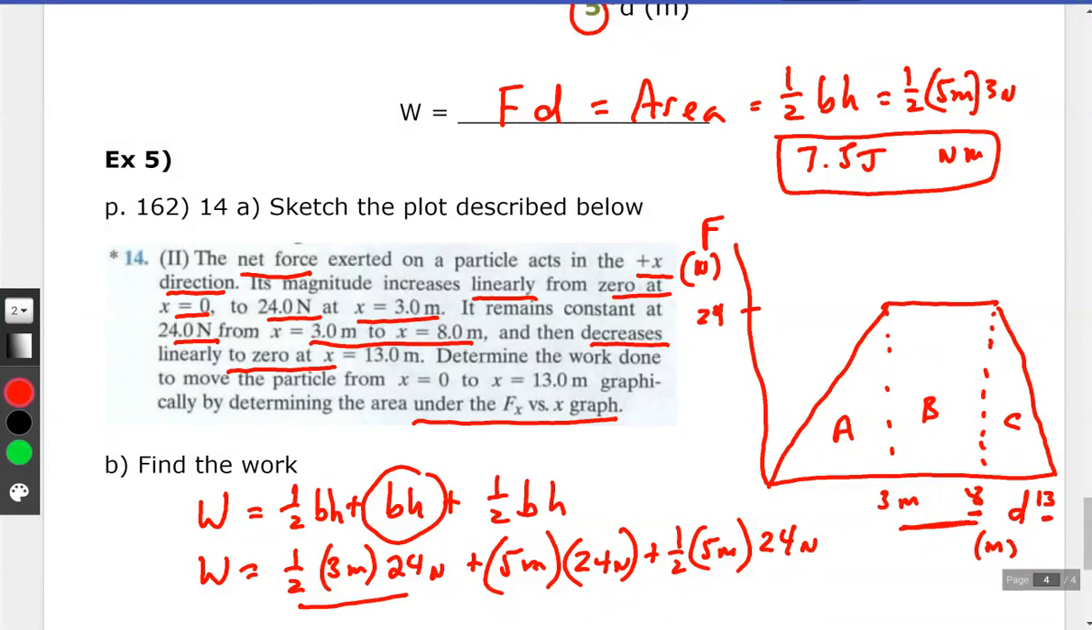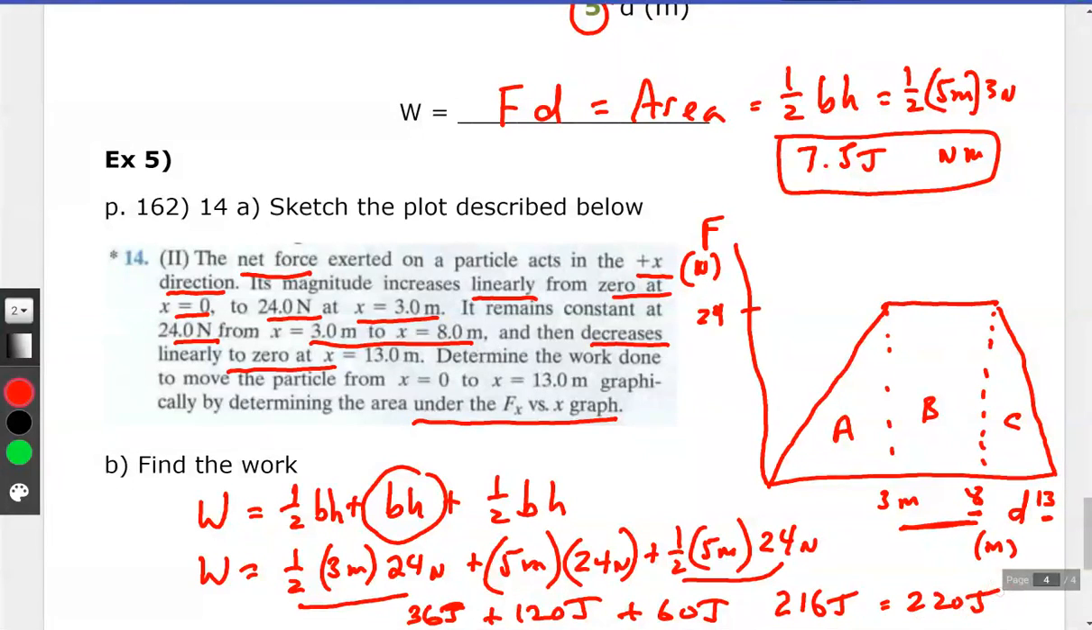So this is half of 24 is 12. 12 times 3 is 36 joules. Let's see, that's 120. 120 joules. Getting pretty sloppy. Half of 24 is 12. 12 times 5 is 60 joules. 180 plus 36. Let's see if I got it right. 180, because 60 plus 120 is 180, plus 36 is 216 joules. With two significant digits, does it turn to 220?